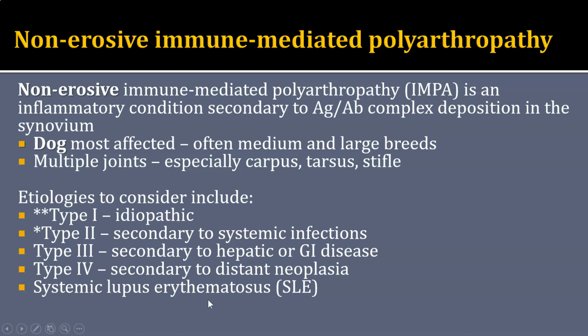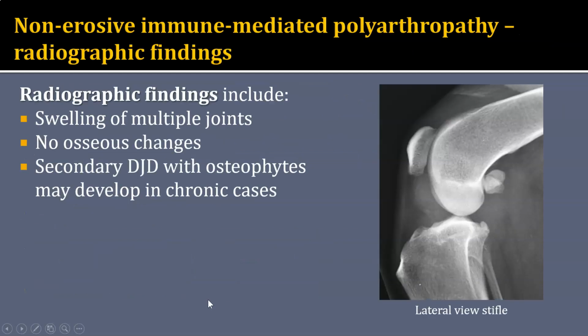The next most common is that patients can develop this secondary to systemic infections such as our tick-borne diseases. Less commonly, they might develop IMPA, the non-erosive form, secondary to hepatic or GI disease, or as a paraneoplastic syndrome, secondary to distant neoplasia. And then some patients will actually have systemic lupus erythematosus, which does have immune-mediated polyarthropathy as part of the process. There are some additional breed-specific non-erosive immune-mediated polyarthropathies that I don't have listed on this slide.